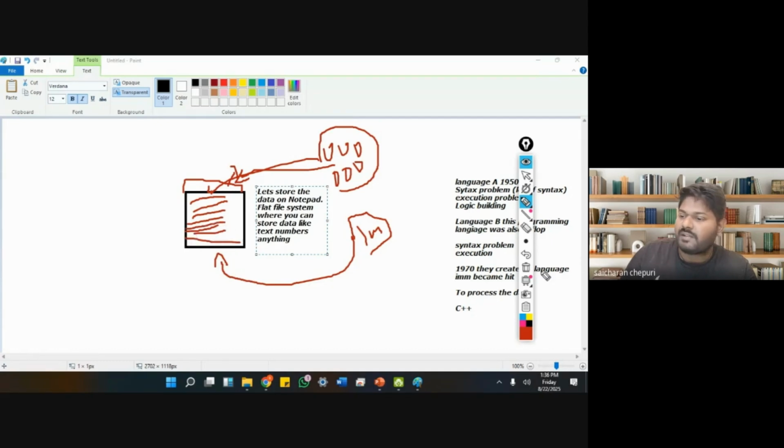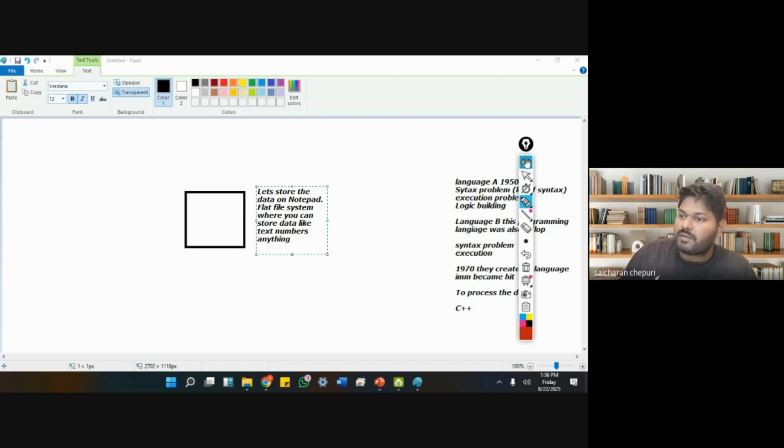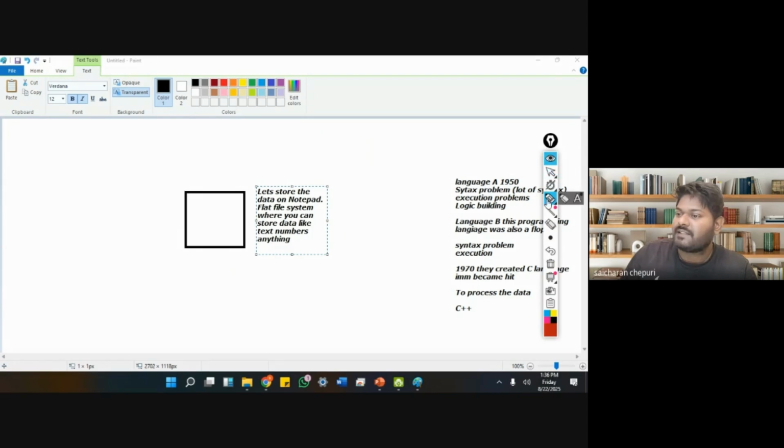But if there are millions of customers, you cannot be storing the data into the Notepad, because Notepad can only support to some extent. It cannot store millions of data inside one page. So essentially the problem was with the size. The size of the flat file is increasing, right? So as the customers are increasing, the size of the flat file is also increasing. So this became a problem.